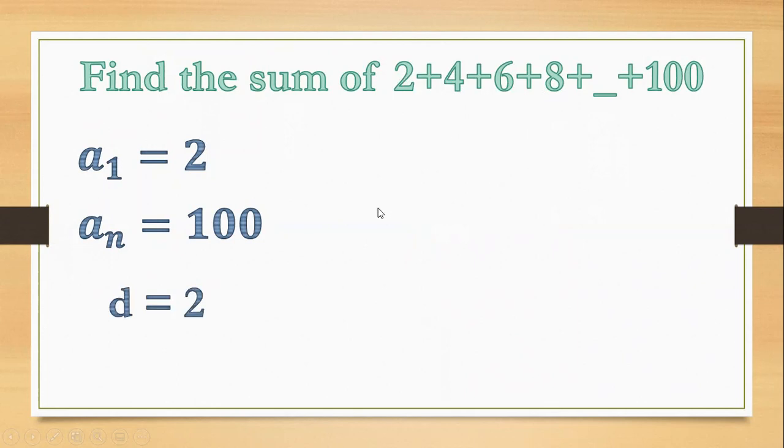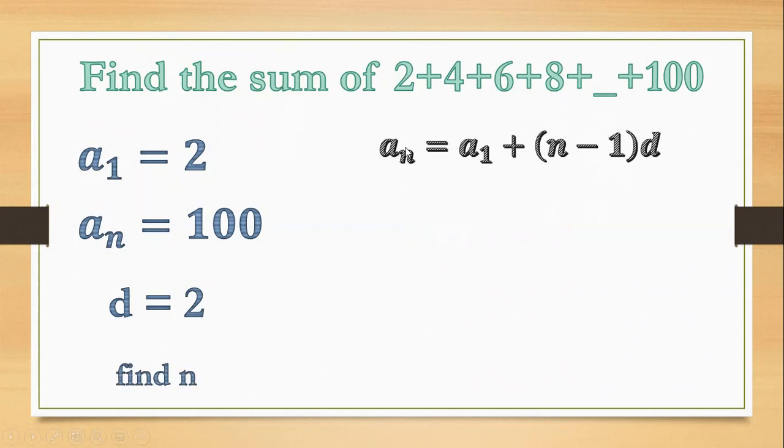So let's find first the number of terms from 2 up to 100. Let's use the formula: a sub n equals a sub 1 plus the quantity of n minus 1 times d. Substitute the values. A sub n equals 100, a sub 1 equals 2, unknown n, copy n minus 1, difference 2. Next, let's use the distributive property. Distribute n minus 1 by 2.